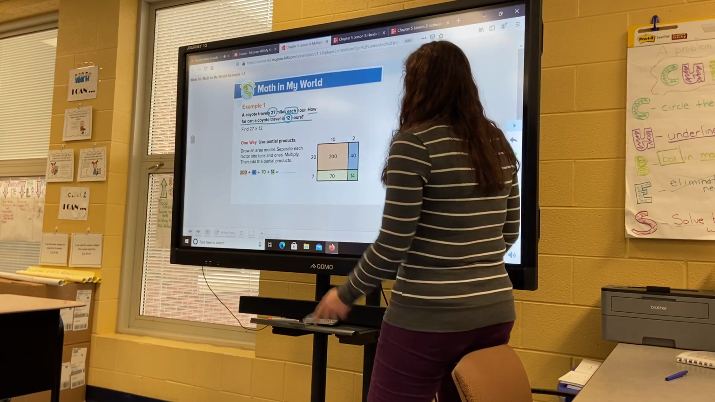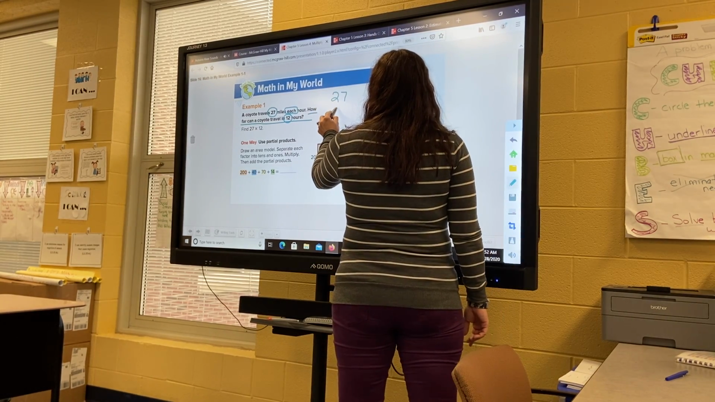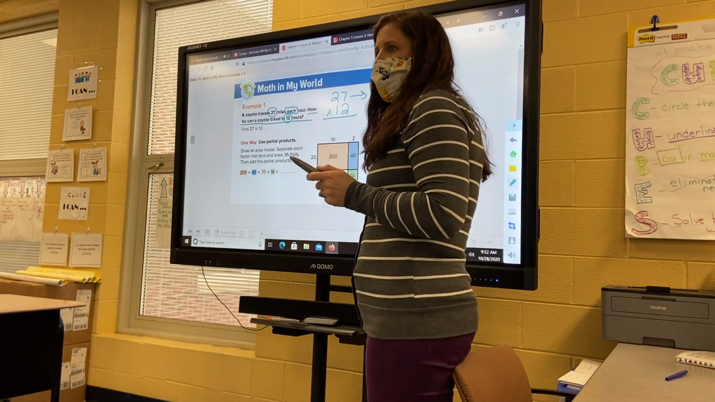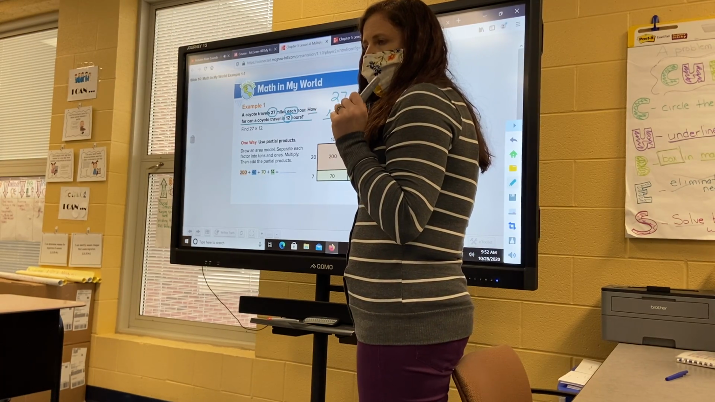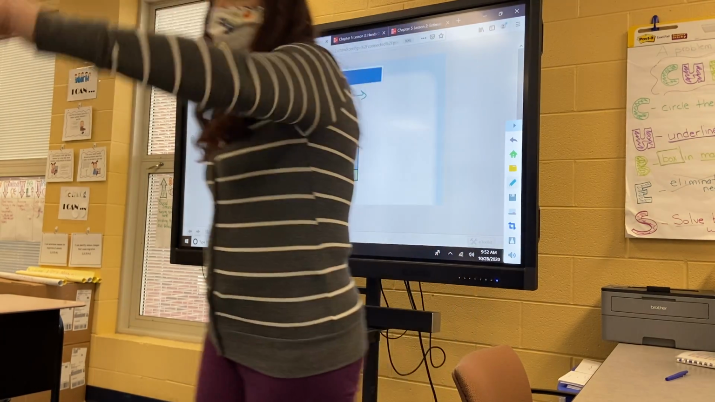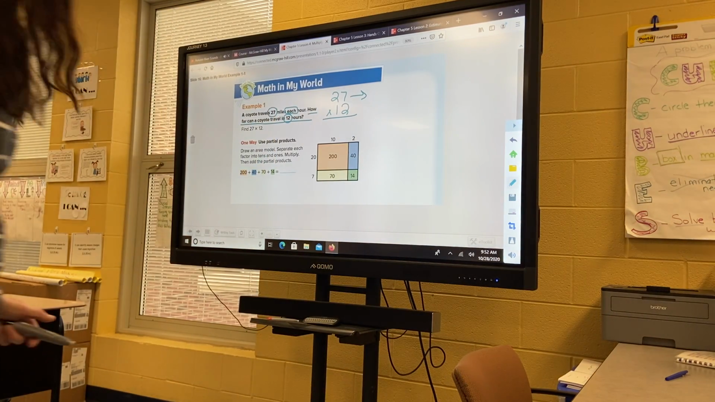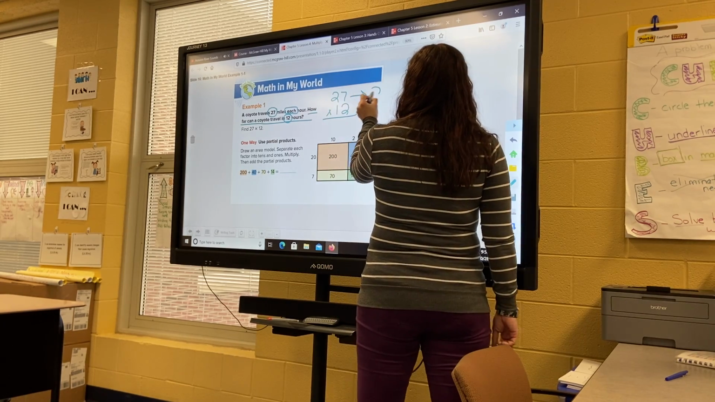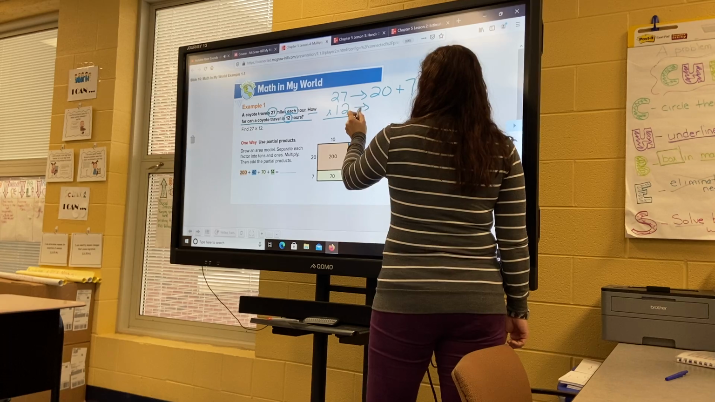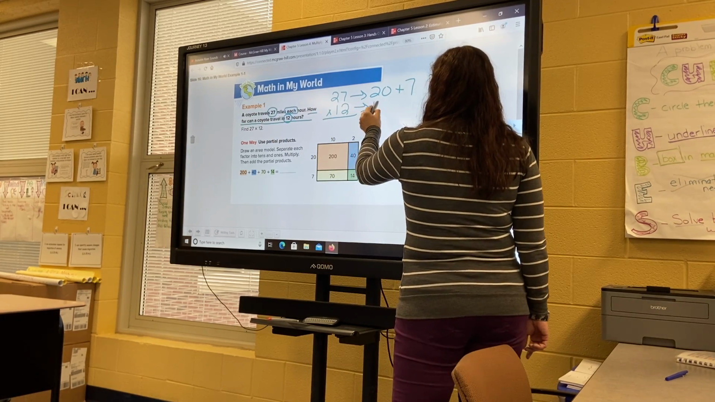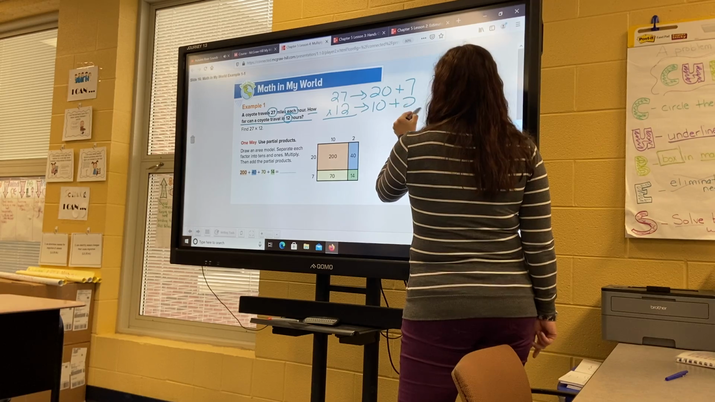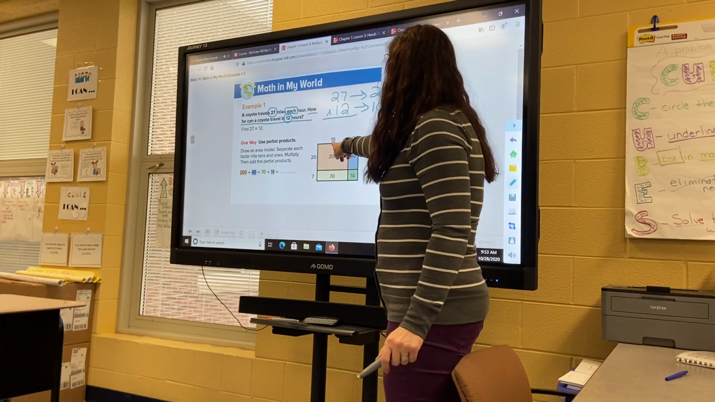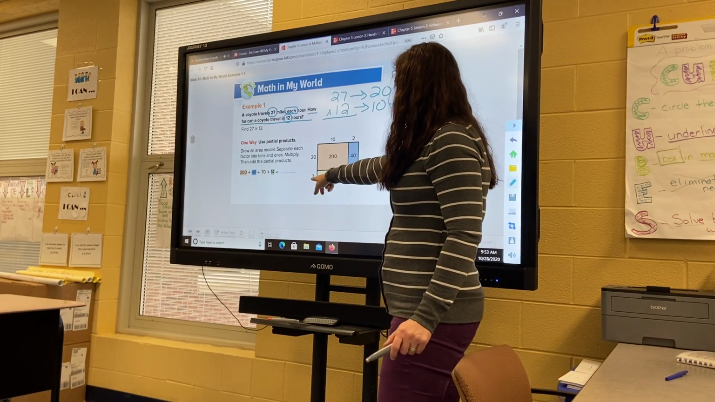So, like I've said, you have to take 27 and 12 and put them into expanded form. So what's 27 in expanded form? 20 and 7, good job. And what is 12 in expanded form? 10 and 2. So we have 10 and 2, 20 and 7.